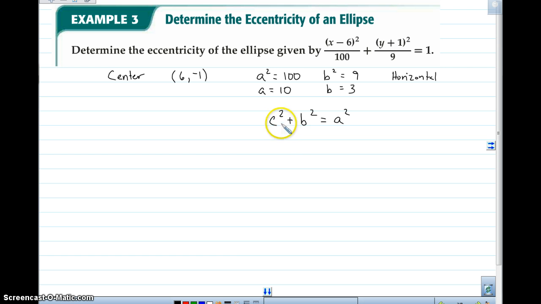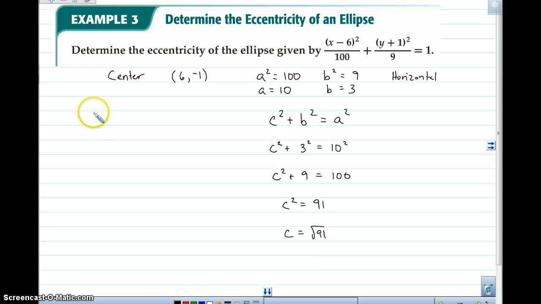So we can solve for C, the distance from the center to the foci, by plugging in A and B here. C squared plus 3 squared equals 10 squared. It kind of seems silly that we even solve for A and B since we're going to square them again. This becomes c squared plus 9 equals 100. And so c squared is equal to 91. So c is the square root of 91.